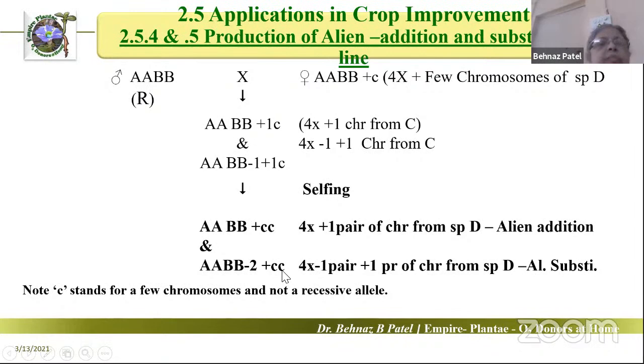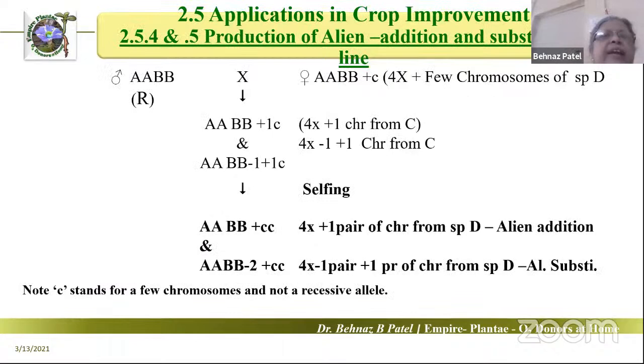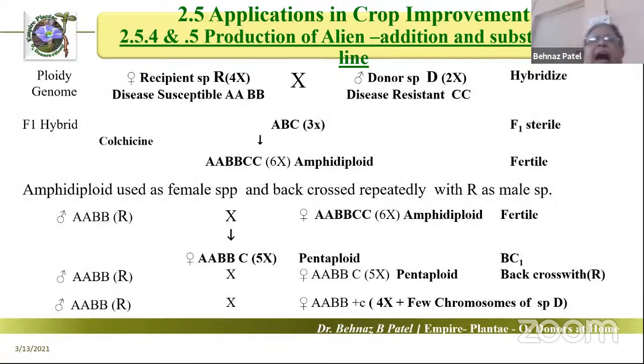Then transfer a small chromosome fragment. I think we will do that from next time, okay? So next time, again, I will do alien addition and alien substitution line and then go ahead. The earlier part was simple enough. I need not repeat that.